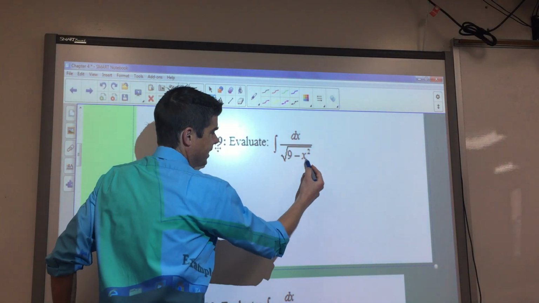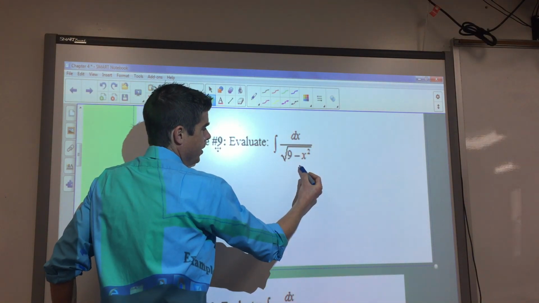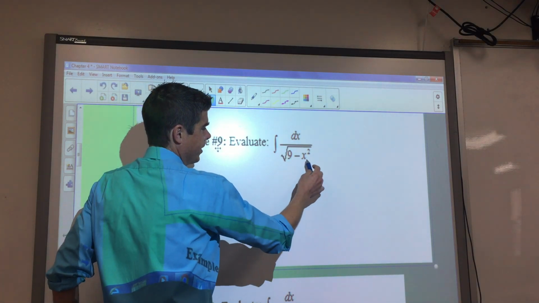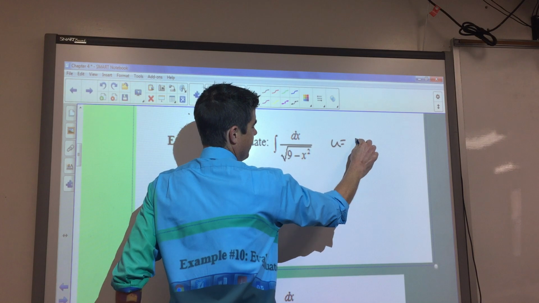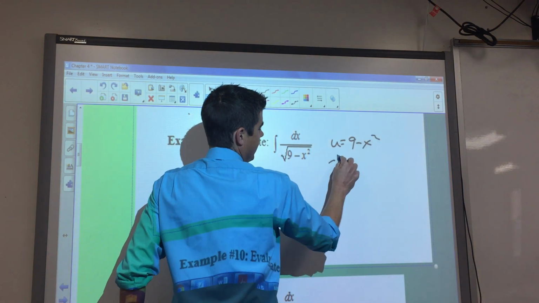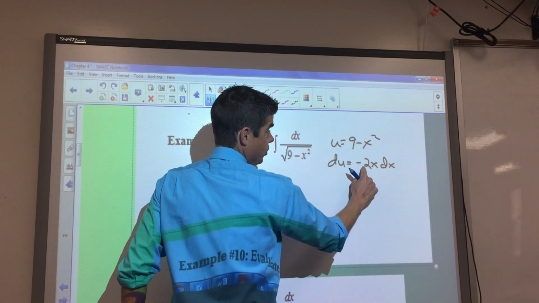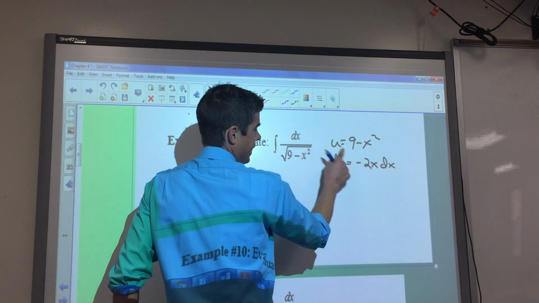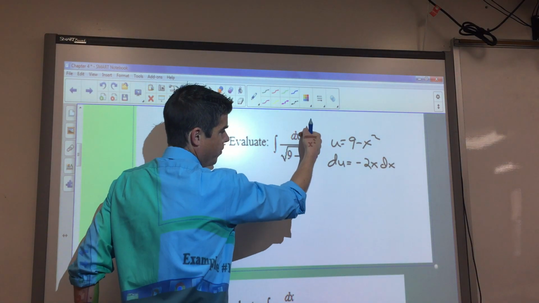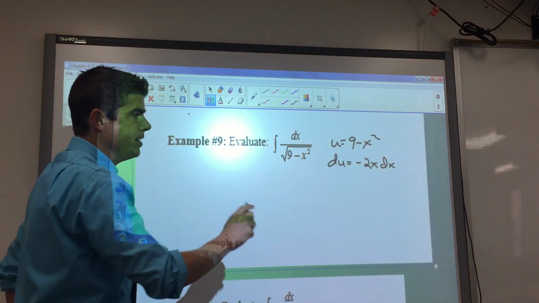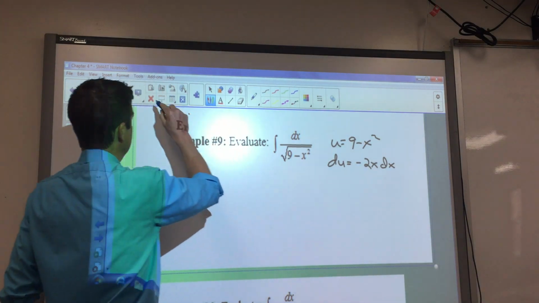Again, I'm looking at this characteristic square root. Notice that I can't just let u equal 9 minus x squared, because if I try to let u equal 9 minus x squared, its derivative is -2x dx. The -2 I can manage, but that x I can't. This is off by more than 1 degree. A derivative only takes you down 1 degree. So I know this is not a simple u substitution.